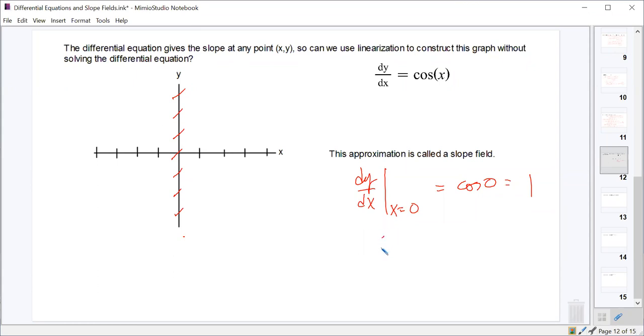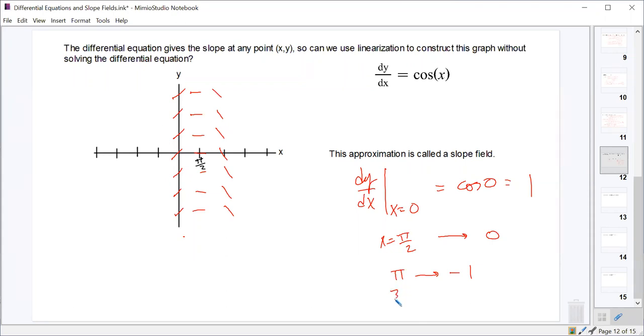What about when x is pi over 2? Let's call this next value over here pi over 2. What do we get? 0. Should be 0, right? So that'd be a bunch of little lines with a slope of 0, or horizontal little lines. And what about if x was pi? -1. Be -1, so we get something like these.